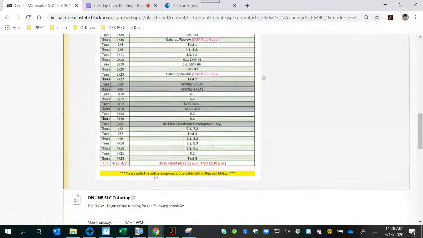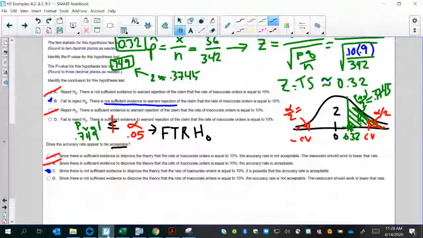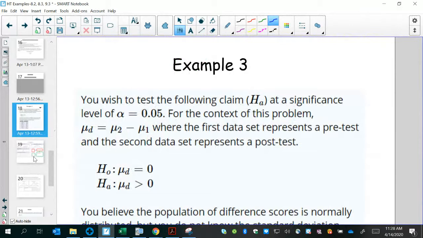But I just wanted to show you on the syllabus, the course agenda for today. We were scheduled to cover 8.2 and 8.3. We've already done examples from 8.2 and 8.3. So we're actually working on 9.3 today, which is claims about differences of means, basically hypothesis testing with paired data. So we're ahead, which is awesome. Gives you guys more time to process everything and get ready for the test.